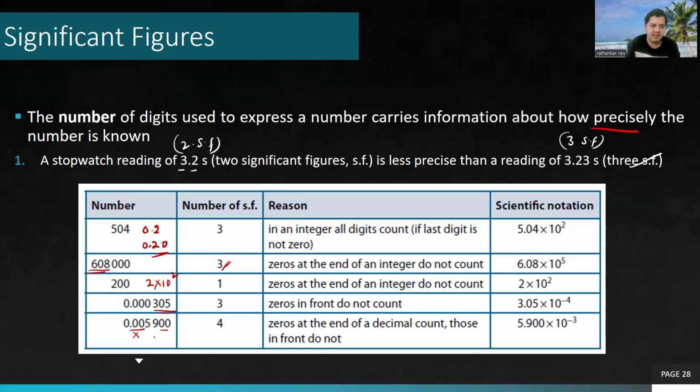So here also you see, 0.0059 will have only two significant figures. But if you put two more zeros after this in the decimal, then definitely it is more precise. So you should write this as 5.900 into 10 power minus 3 in scientific notation, and this will have four significant figures. Okay, let me move on to some other examples.